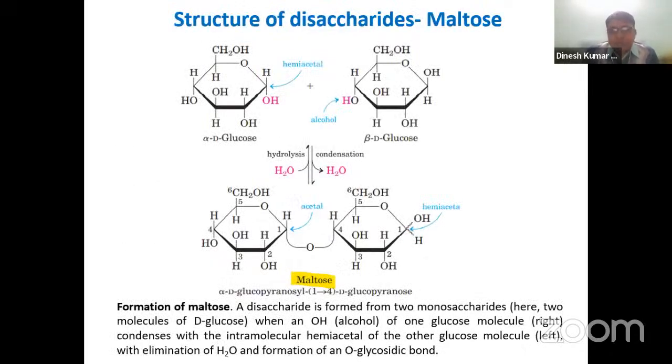See how this maltose is formed. At the top, we have 2 glucose units which are separate. When they come close, they form a glycosidic linkage between the carbon number 1 hydroxyl group and the carbon number 4 hydroxyl group. These two combine and release 1 molecule of water. So condensation occurs, H2O is released, and these 2 glucose molecules are joined with a glycosidic linkage. If 2 glucose molecules are present, then it is the maltose disaccharide.